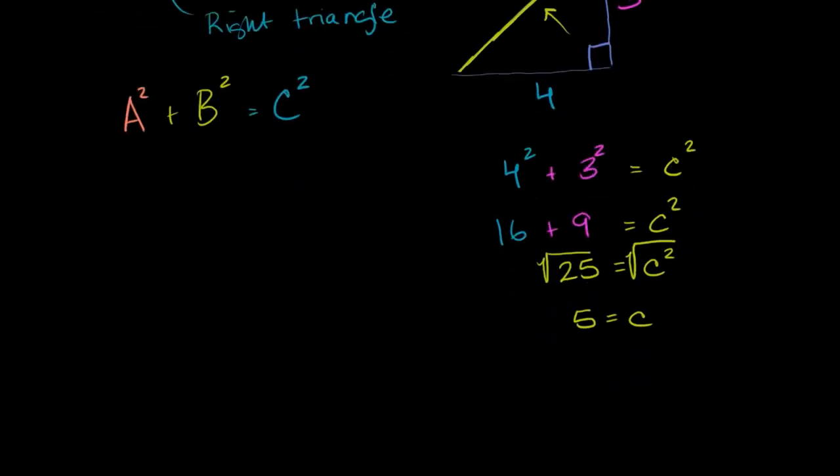So let's do another one right over here. Let's say our triangle looks something like this, and that is our right angle. Let's say that this side over here has length 12, and let's say that this side over here has length 6, and we want to figure out this length right over there.